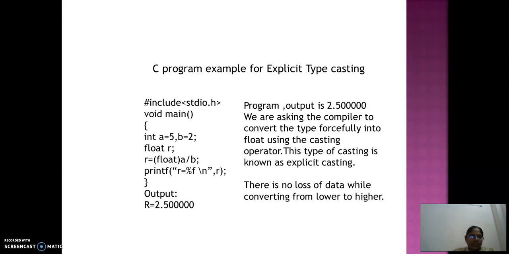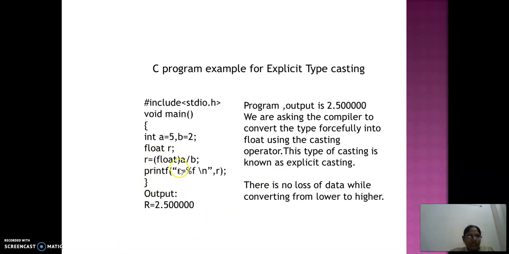Implicit, obviously it gives you the higher data type output only. In explicit, we are forcefully specifying the target or resultant data type. That may be lower to higher or higher to lower. If you are converting from lower to higher, there will not be any loss of data. But if you are converting from higher to lower, there will be truncation of the value and the value will be lost. So this is all about implicit and explicit type conversion.